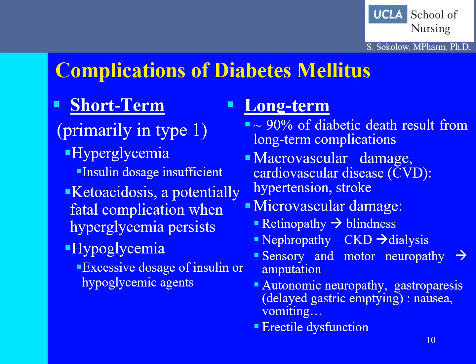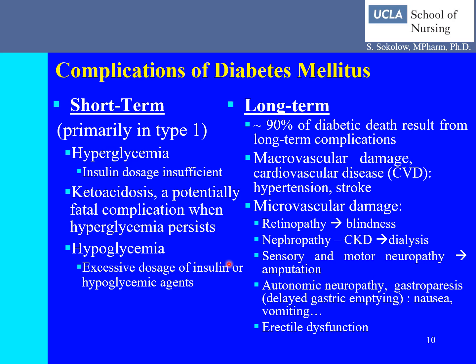So what are the complications of diabetes? You have the short-term and the long-term complications. Short-term complications are primarily seen in type 1 diabetes, but sometimes in severe type 2 diabetes you can also see them. You have hyperglycemia, if their insulin dosage is insufficient. At the beginning they have to adjust their dosing of insulin, so they can cause hyperglycemia.